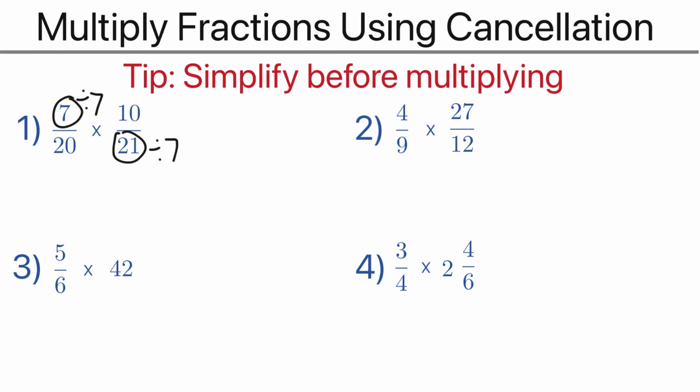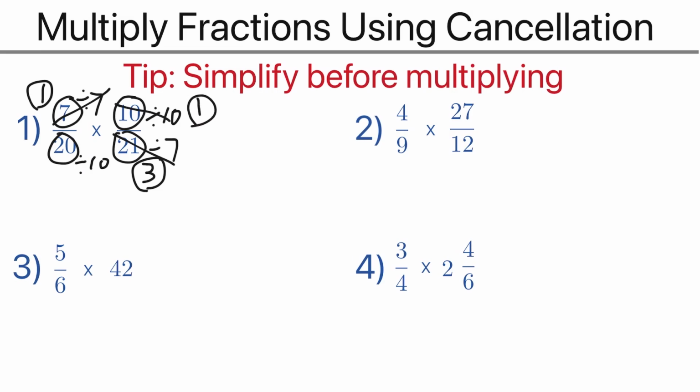And so 7 divided by 7 is 1, and 21 divided by 7 is 3. Now what about 10 and 20? Both are divisible by 10. So 10 divided by 10 is 1, and 20 divided by 10 is 2. So now we are left with the numbers that were circled.